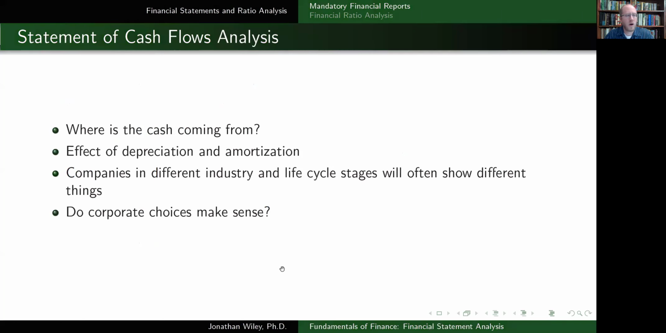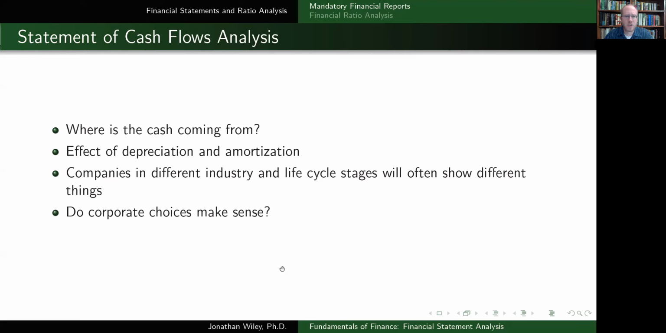So when you are actually analyzing a cash flow statement, you need to be thinking about the differences in industries, industry life cycle stages, where the company is, what kind of growth prospects they have, in order to evaluate what you'd really want to see on the cash flow statement. And really what you're kind of asking yourself is, do the corporate choices make sense? Does it really make sense given the situation, what they are doing?